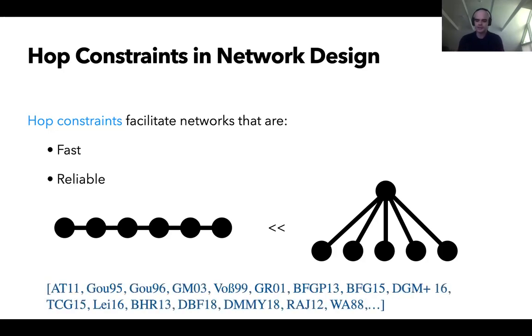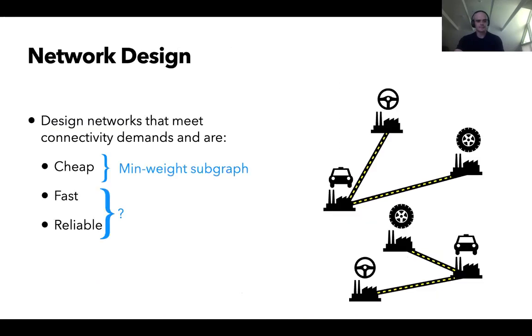And I'm not just saying this for the purposes of this talk. Here's a citation dump of some of the many papers in OR, and even of people who are genuinely in systems, that empirically study these hop-constrained networks and observe that they perform better than their non-hop-constrained counterparts. So returning to our picture of network design, this whole speed and reliability business can be modeled by hop constraints in the way that I talked about.